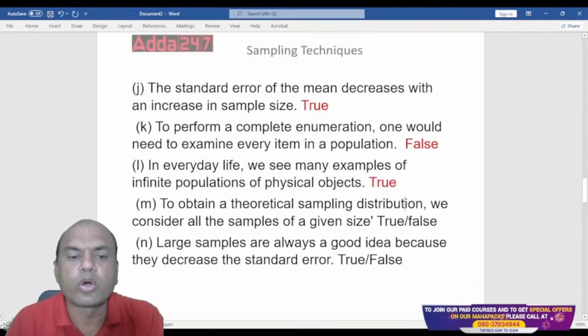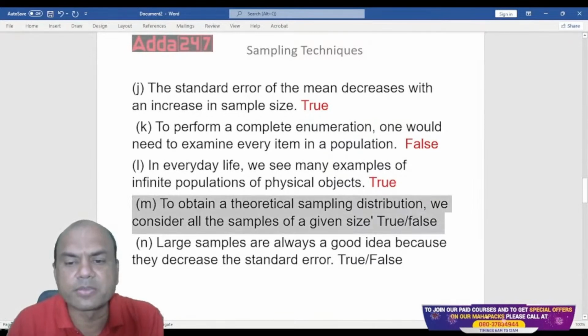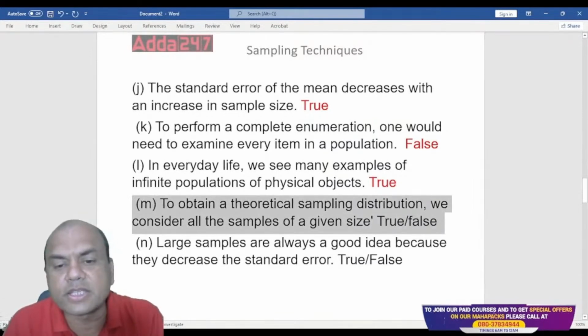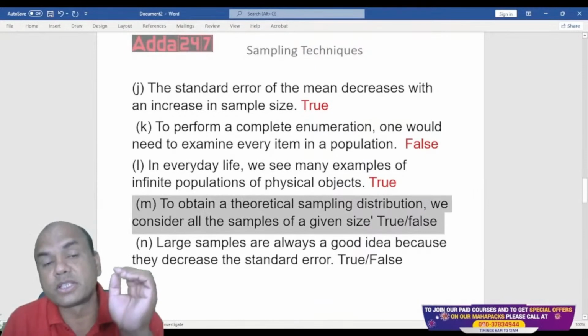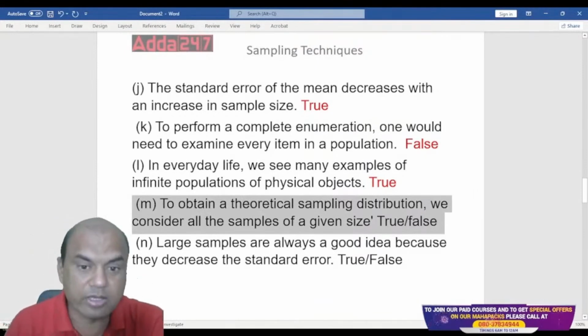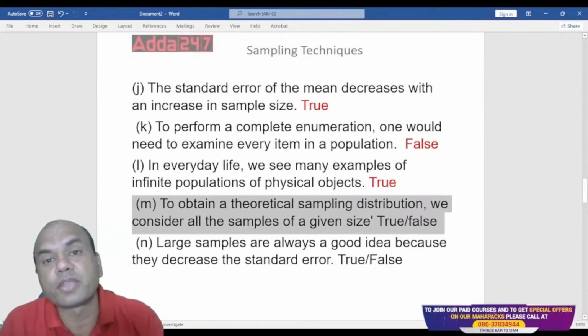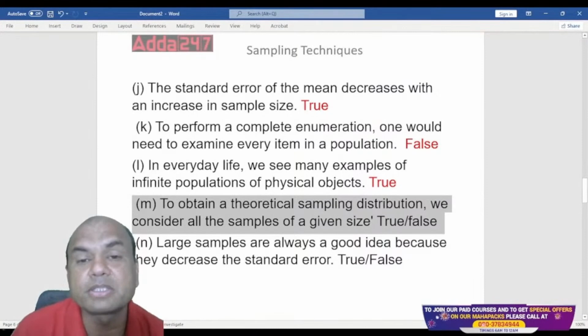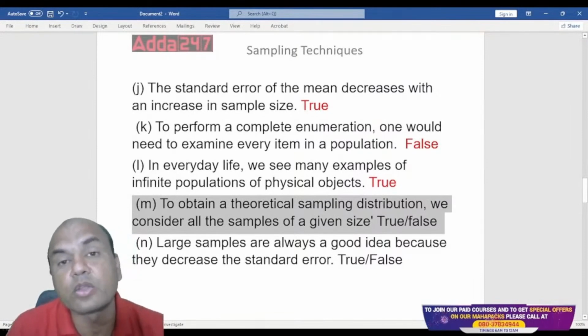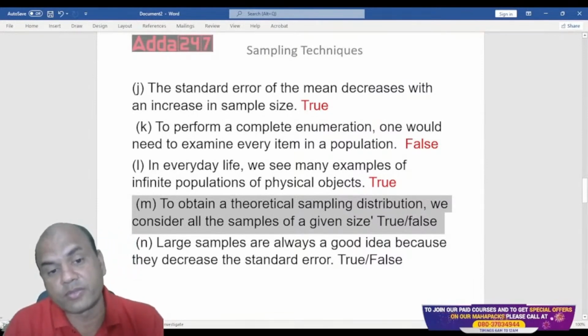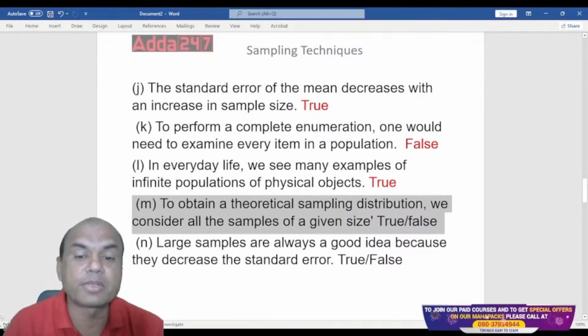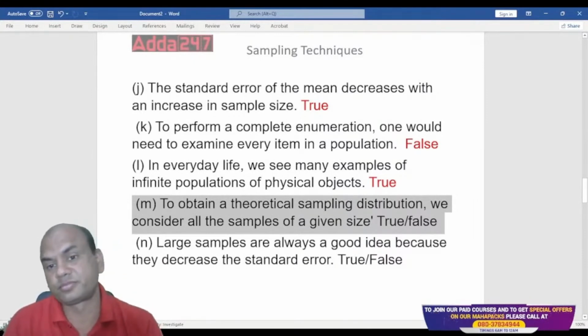Next one. To obtain a theoretical sampling distribution, we consider all the samples of the given size. Sampling distribution means the total number of samples taken and how the samples are distributed. This comes under the normal curve, the bell curve we call it. We consider all the samples of the given size.